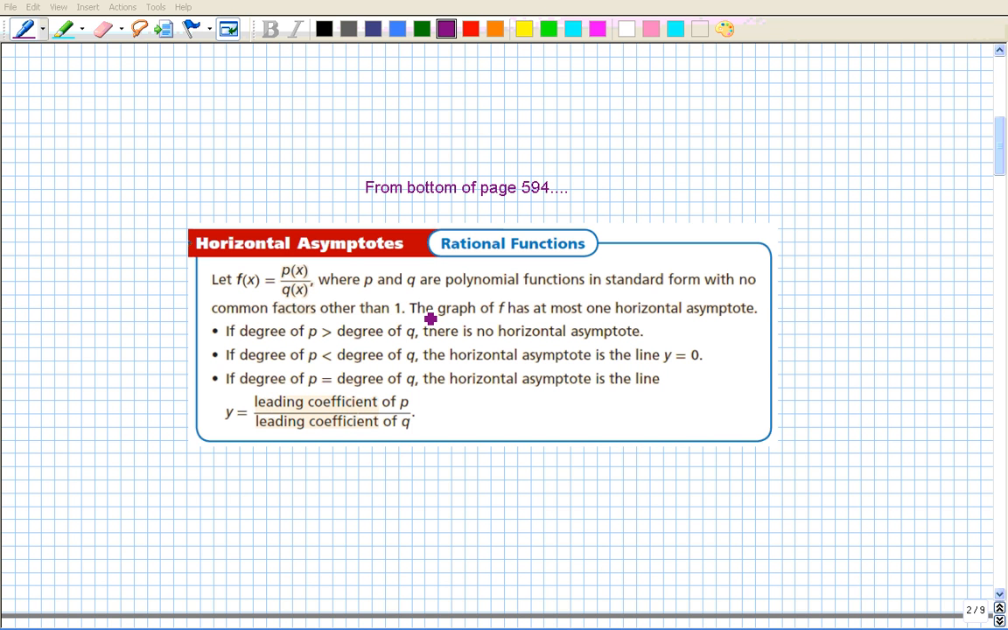So if the degree of p is greater than the degree of q, so if the exponent on top is bigger than the exponent on the bottom, there is no horizontal asymptote. If it is smaller on the top than it is on the bottom, then it is y equals 0. That is your horizontal asymptote. If they have the same degree, then the horizontal asymptote will be y equals the leading coefficient of p divided by the leading coefficient of q. Are you feeling overwhelmed? Well, there's a silly way to remember all of this.